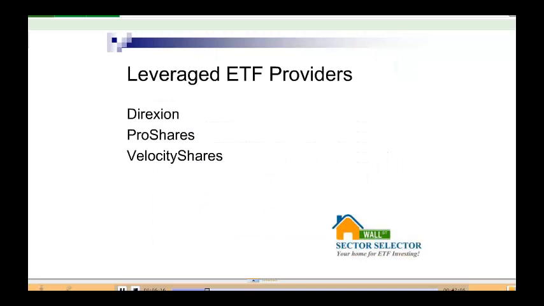The main leveraged ETF providers are Direxion, ProShares, and VelocityShares. And Direxion is the 3x ETFs. The ProShares are the 2x, and VelocityShares are a variety of both.